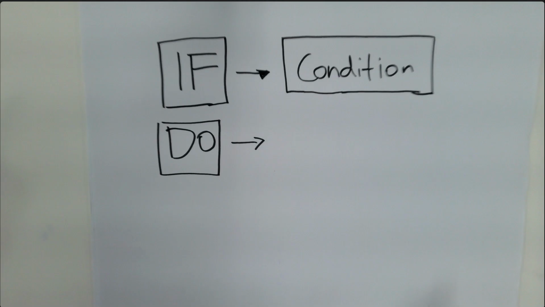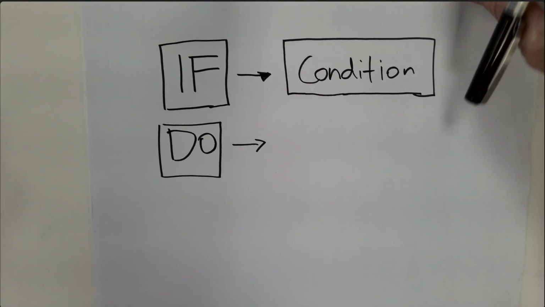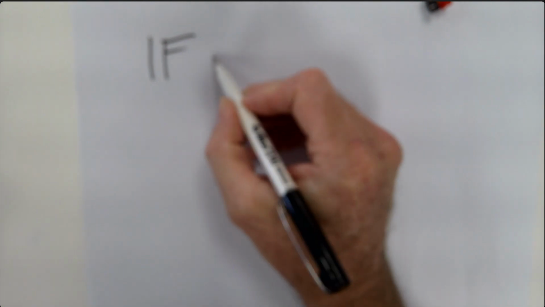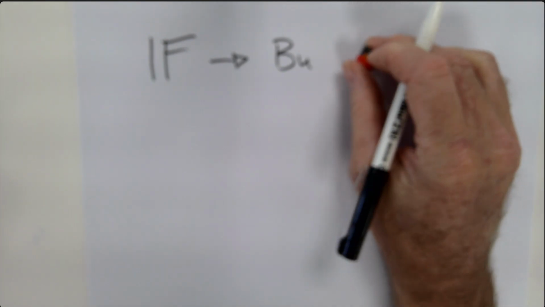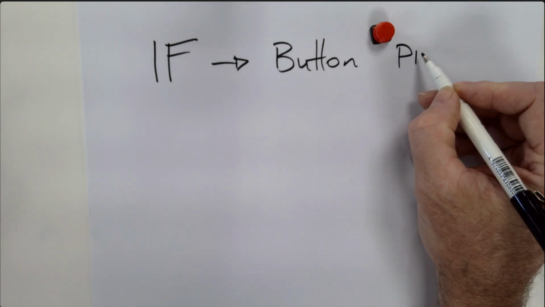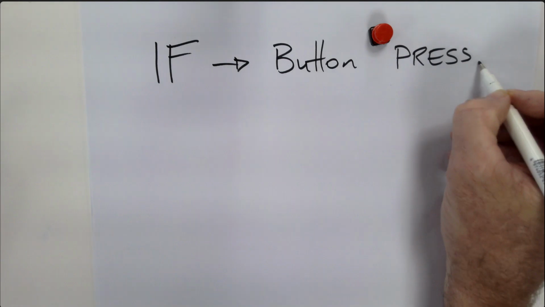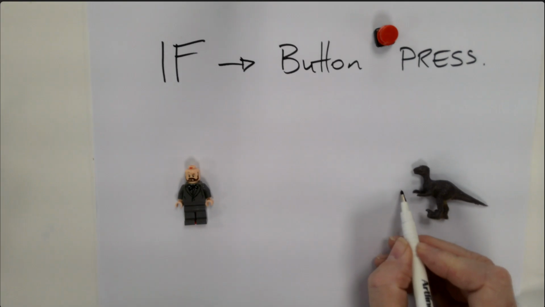So there's lots of if statements that actually happen in real life, but we're going to look at a really simple coding concept program that we're putting down at the moment. In this we're going to say if the red button is pressed, here's my red button, then I'm going to get the dinosaur to eat.